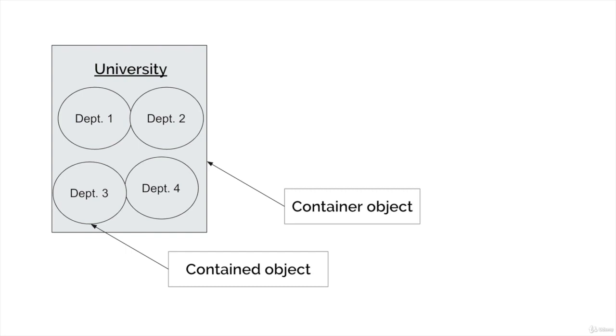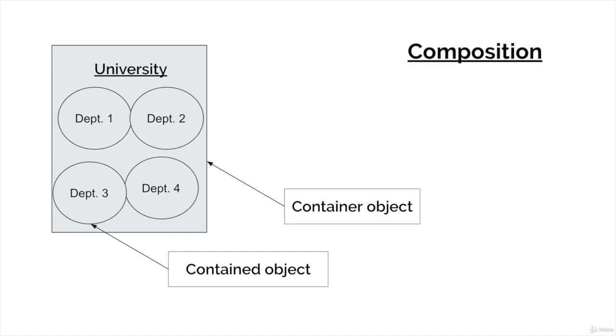Now, a department cannot exist without the university. If the university is destroyed or shut down, the departments will automatically be shut down. So university and department are very strongly associated. You can say that without the university, the department cannot exist. And this type of strong association is known as composition.